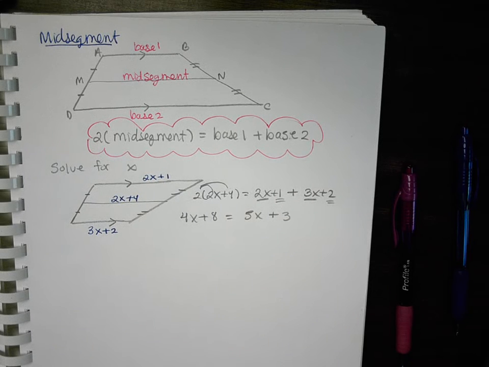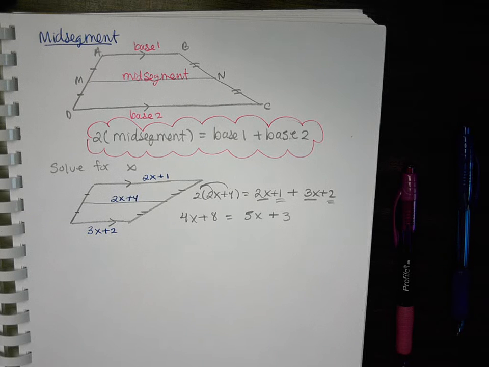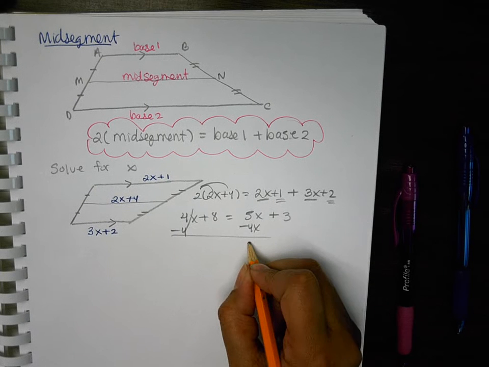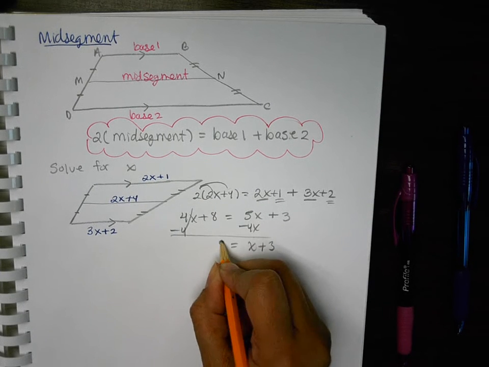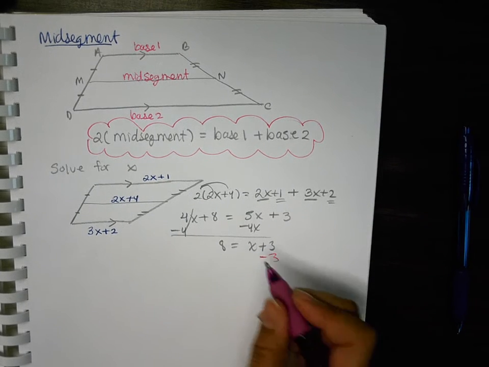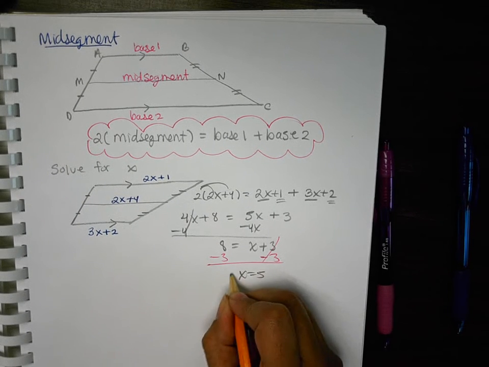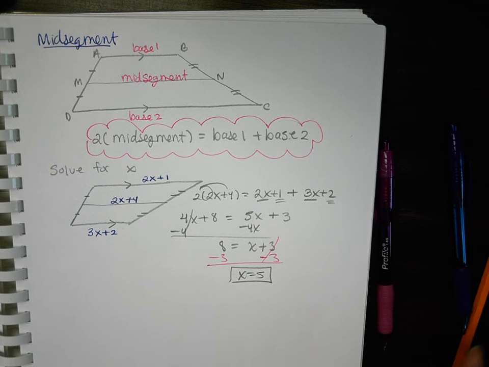I'm going to let you guys solve that now. Move things around. All right, what do I subtract? 4x. That gives me x plus 3 equals 8. What do I subtract? 3. What does x equal? 5. I do not have to plug in because it just says solve for x. Any questions?